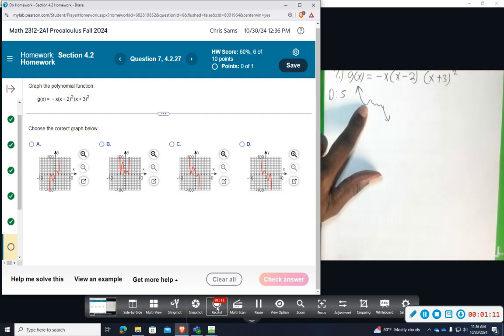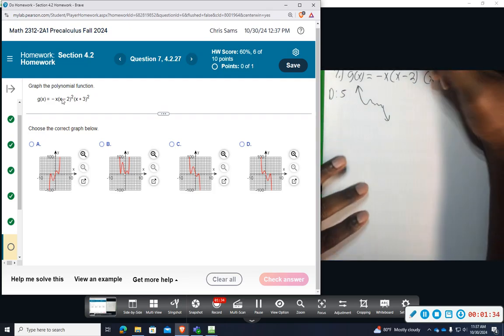So we start out trying to find this matching pattern. That one doesn't match, this one doesn't, this one does, and this one does. So we got 50-50 between C and D. Next, we're going to investigate the actual x-intercepts.